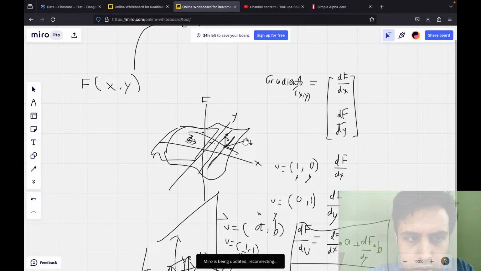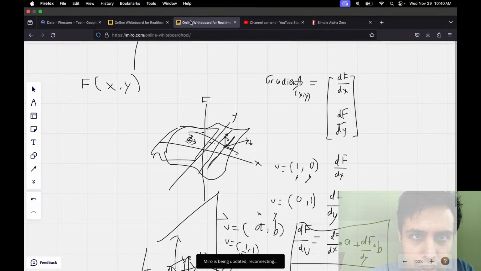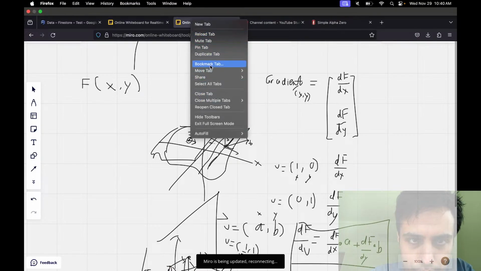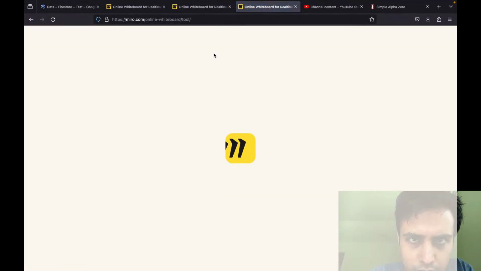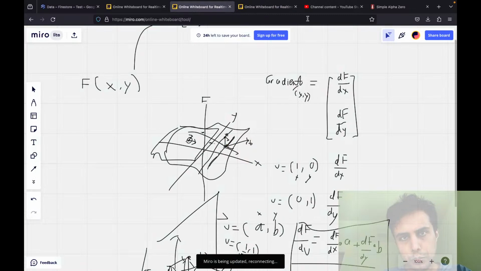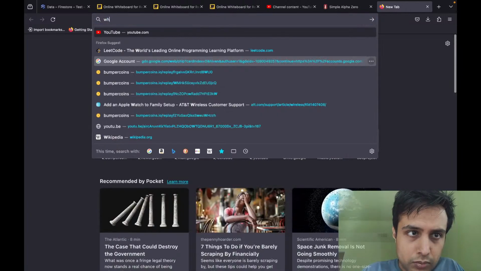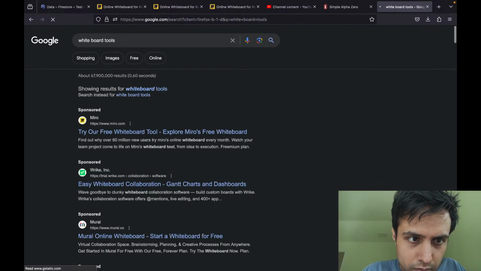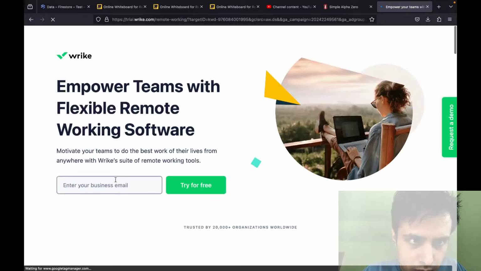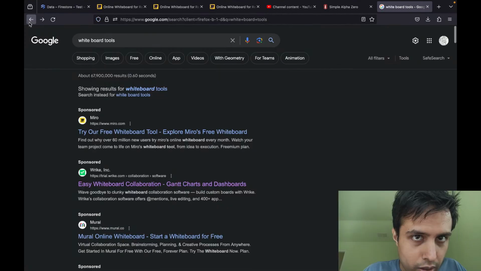Anyways, okay, reconnecting. Right now I cannot edit it because something is going on with Miro. Let me duplicate it. I don't want to click refresh and lose everything here. I hope I didn't lose everything. Nope, not going to give an email address.